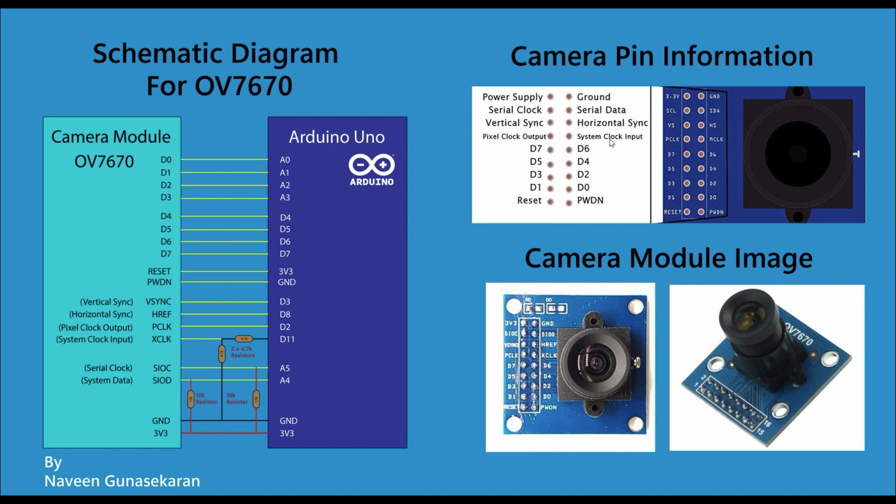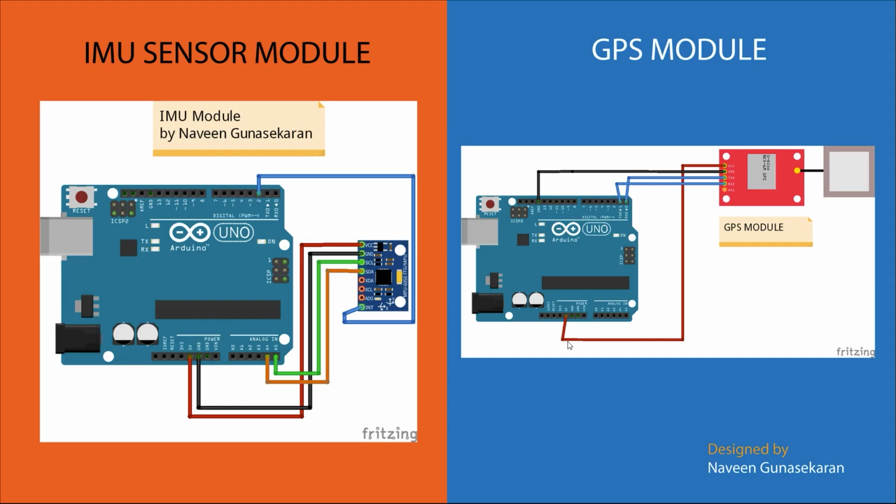Now this is the camera module for Arduino Uno. The right side has some camera pin information and the original image of the camera. The left side has the schematic diagram of the OV7670 module. Next, I created a circuit diagram for the IMU and GPS module, which was designed using Fritzing software. Now we are moving to the CAD modeling.